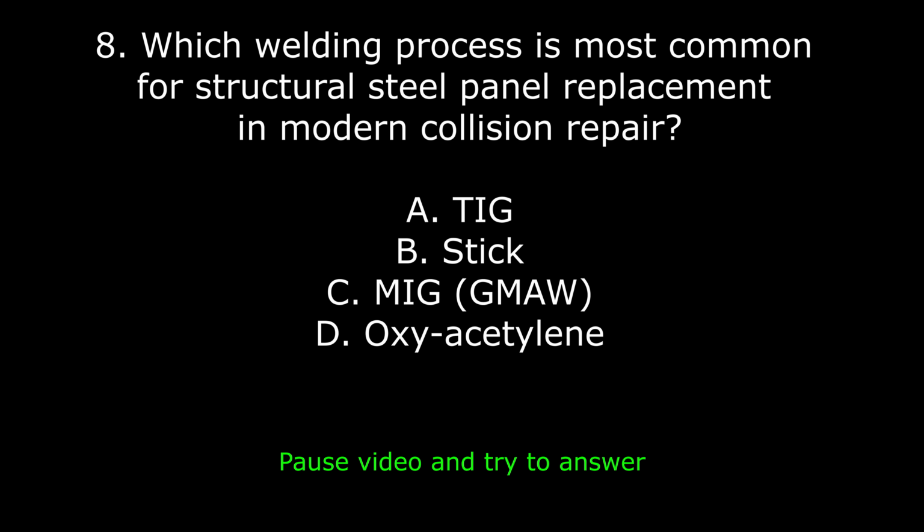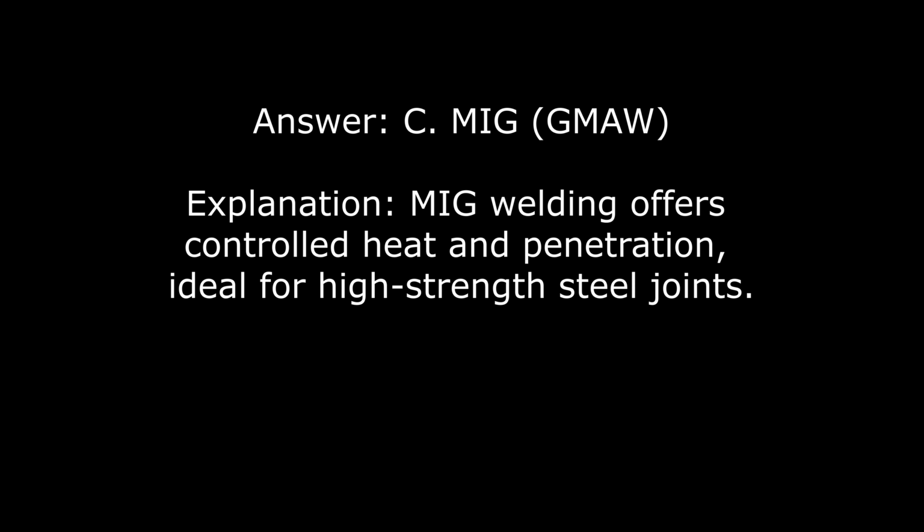Question 8. Which welding process is most common for structural steel panel replacement in modern collision repair? A. TIG. B. Stick. C. MIG or gas metal arc welding. D. Oxyacetylene. Answer: C. MIG or gas metal arc welding. Explanation: MIG welding offers controlled heat and penetration, ideal for high-strength steel joints.